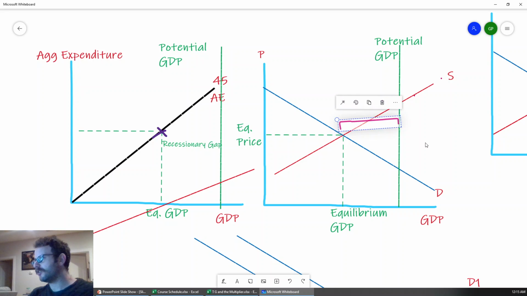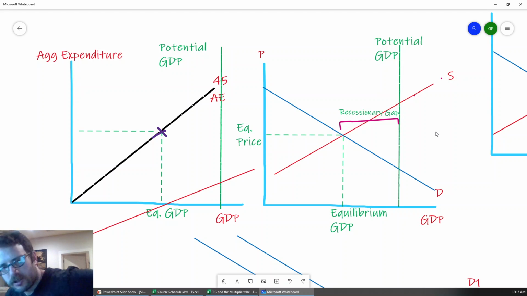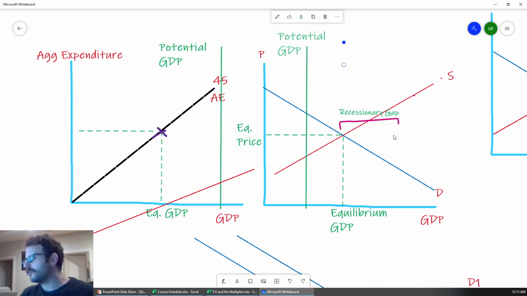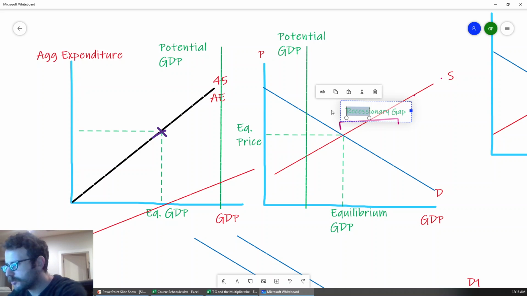This here is the difference between the equilibrium GDP and the potential GDP. And if potential GDP is here, well, then you have an inflationary gap, where your equilibrium GDP is greater than your potential GDP. And everything froze. That's great. So now we're in an inflationary gap.